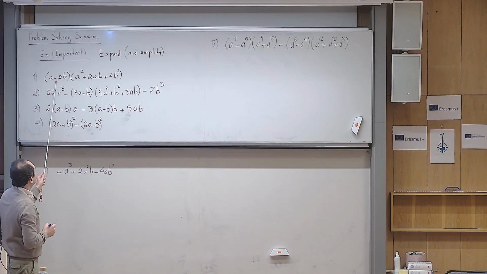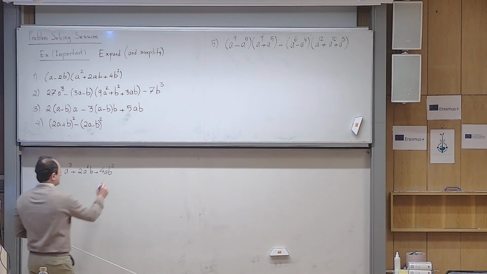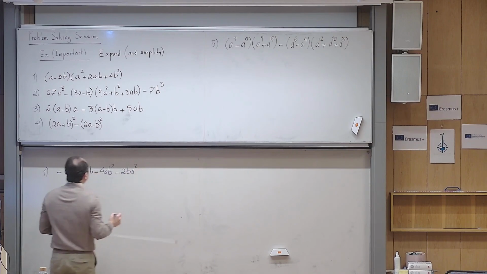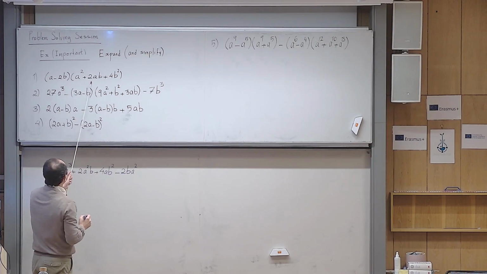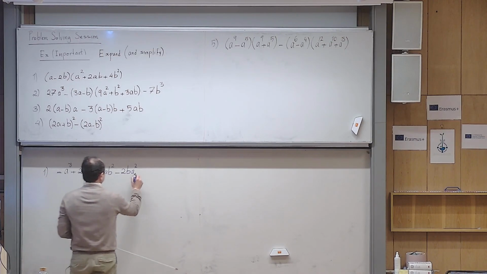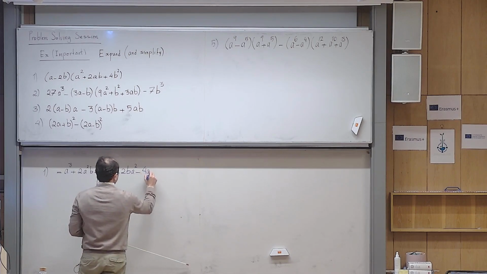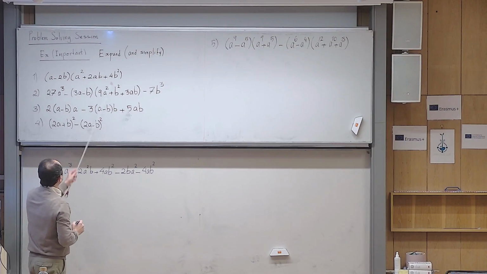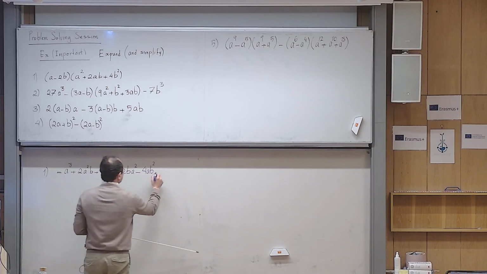The second one is negative. So this becomes minus 2ba squared. And then this one here, it becomes minus 4ab squared. And finally, this one multiplied there, it gives me minus 8b cubed.